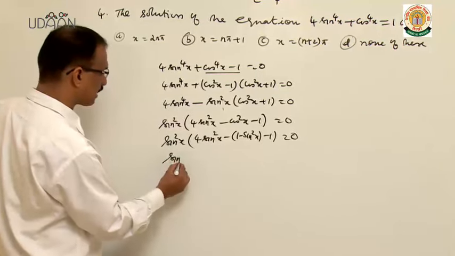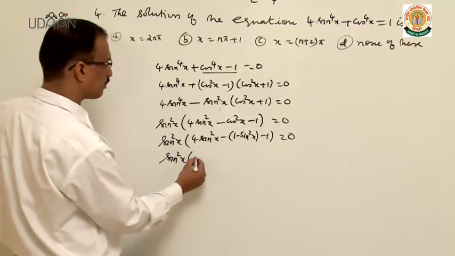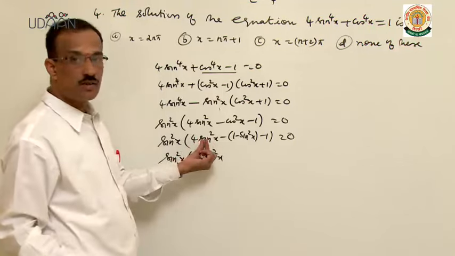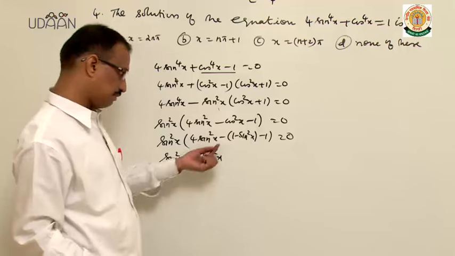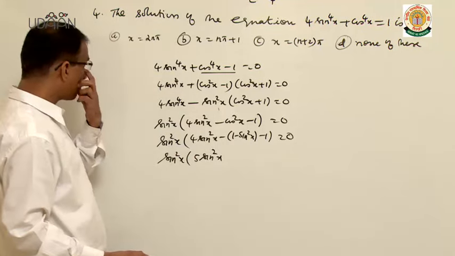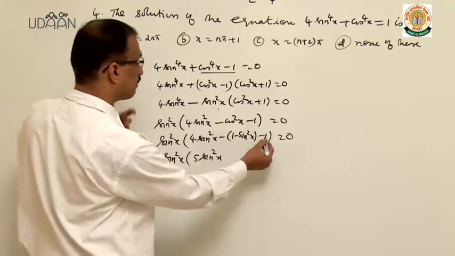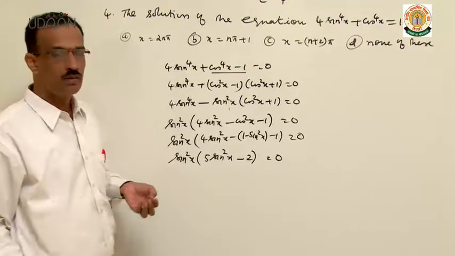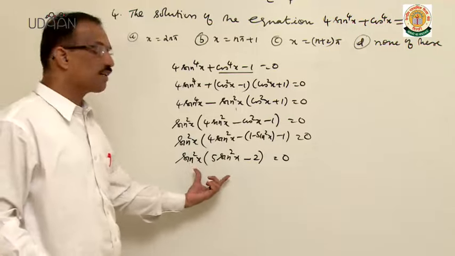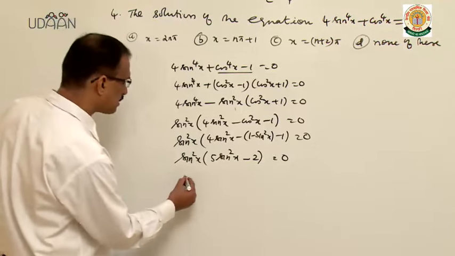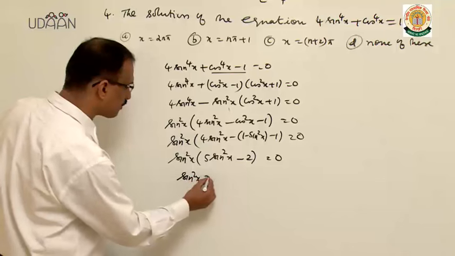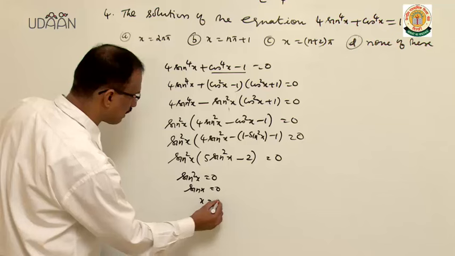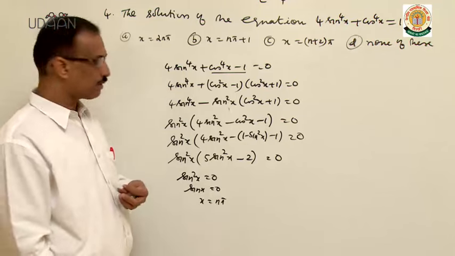or sin square x into 5 sin square x, because this is 4 sin square x, minus into minus plus sin square x. So you get 5 sin square x minus 1 minus 1, so minus 2 equals 0. So these are the two things that we have factorized. From this, sin square x equal to 0, that means sin x equal to 0, that means x equal to n pi we get.